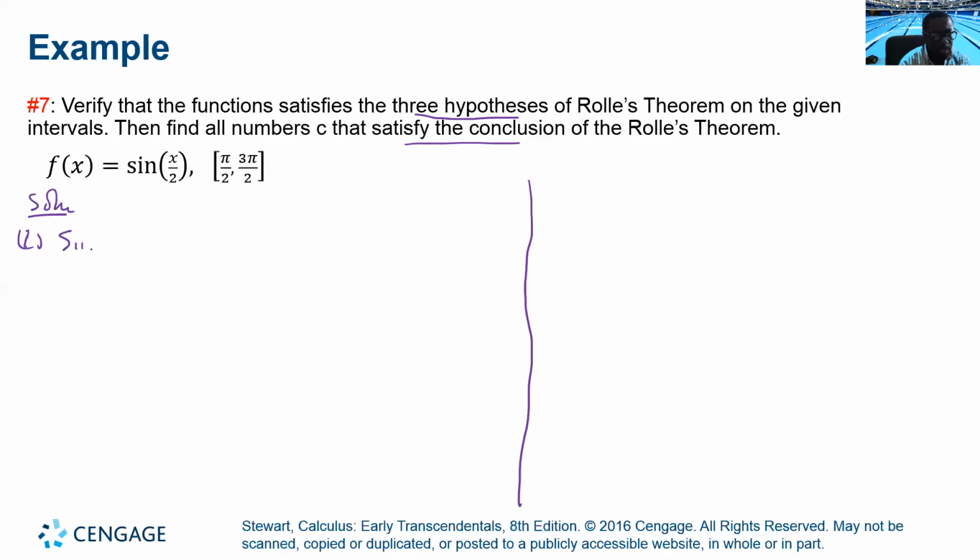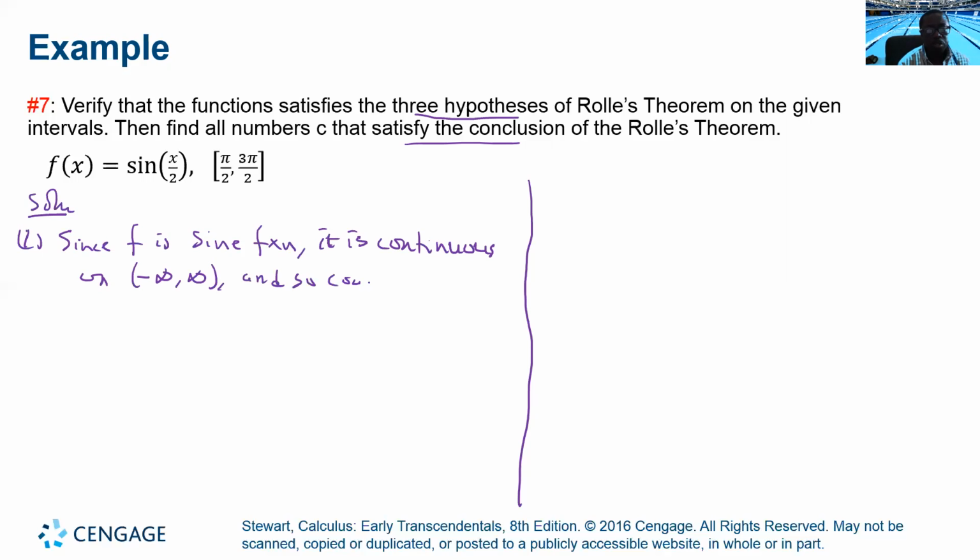Since f is a sine function, it is continuous. It is continuous on all real numbers. And so it is continuous on the interval given, which is pi by 2 and 3 pi by 2.